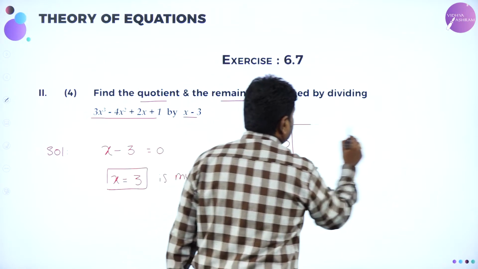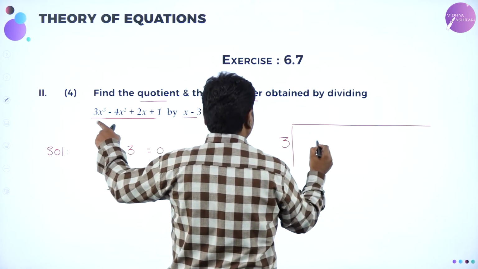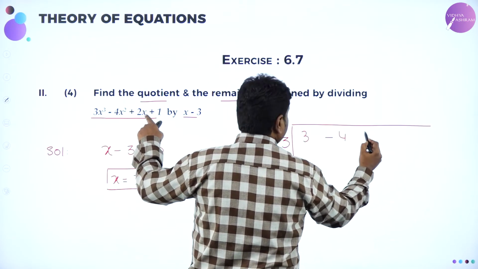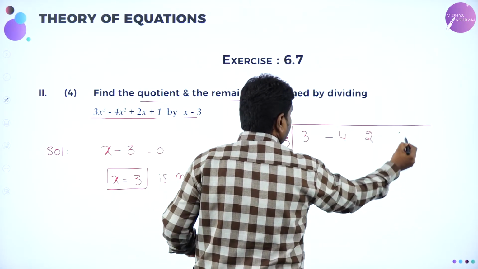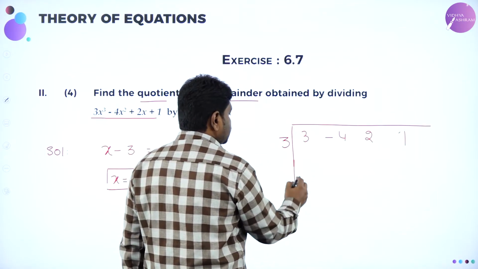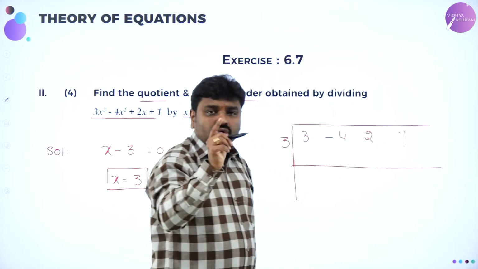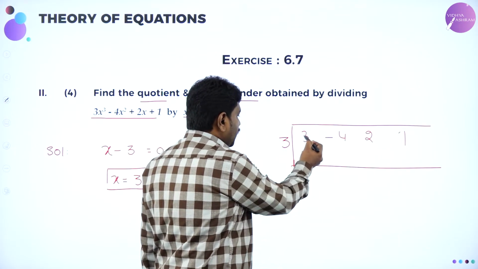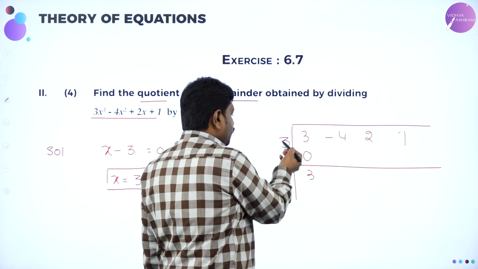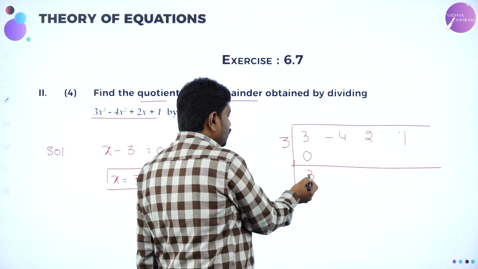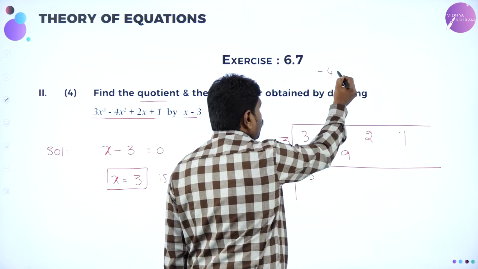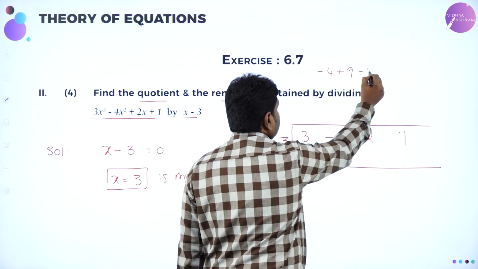And now what should you do? Write the quotients. What is the quotient of x cube? 3. What is the quotient of x square? -4. What is the quotient of x? 2. What is the constant? 1. Then always you should add what? For the x cube quotient, for the first digit, you should add 0. Now 3 plus 0 is 3. 3 into 3, you multiply these two. 3 3s are 9. Add -4 plus 9. -4 plus 9 means 9 minus 4, that is 5.